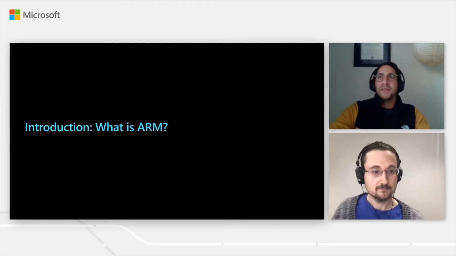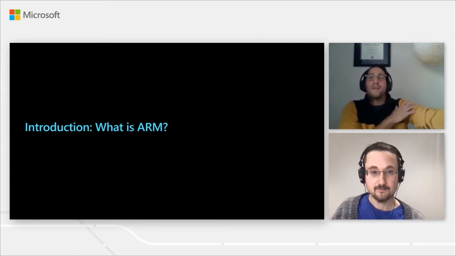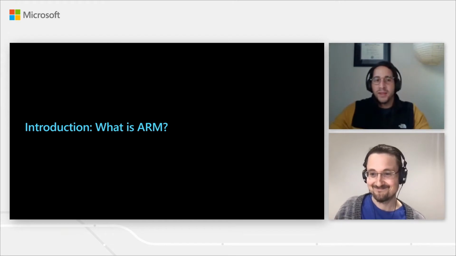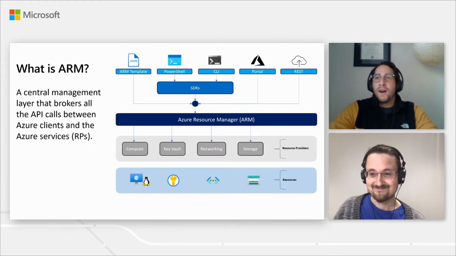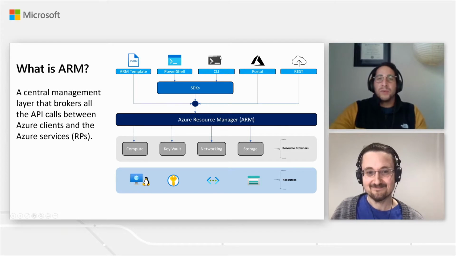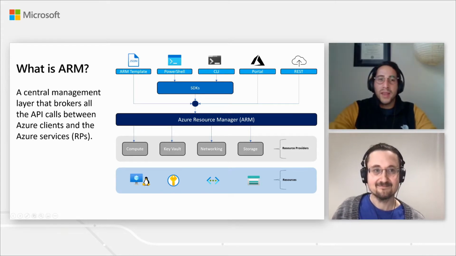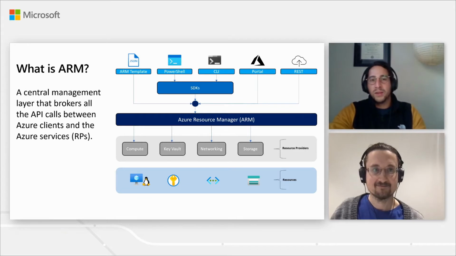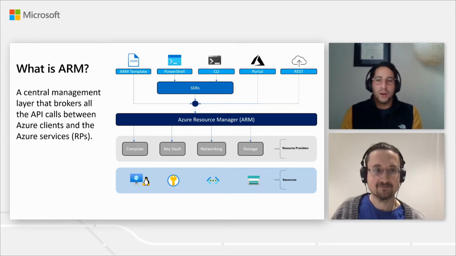So before we dive in any deeper, what is ARM? And I'm definitely not talking about the arm that we have attached to our body. ARM stands for Azure Resource Manager, first of all. And it's the central management layer that brokers all of the API calls between our Azure clients and the Azure services that we refer to internally as RPs. RPs just stands for resource provider.